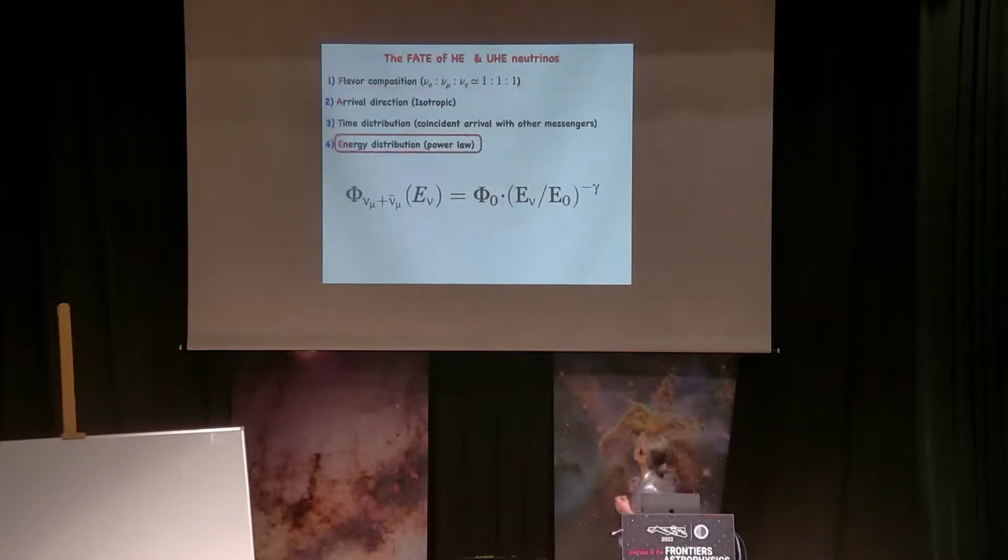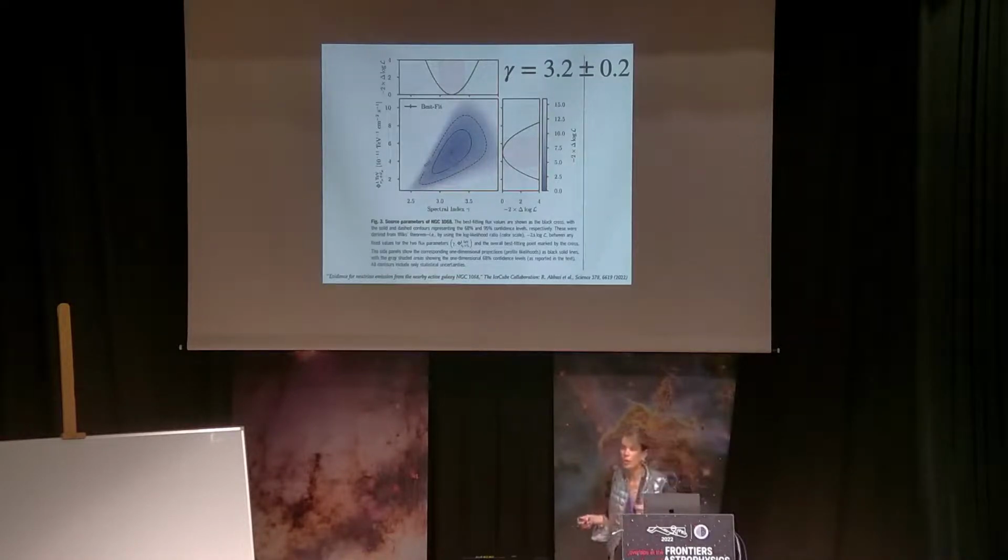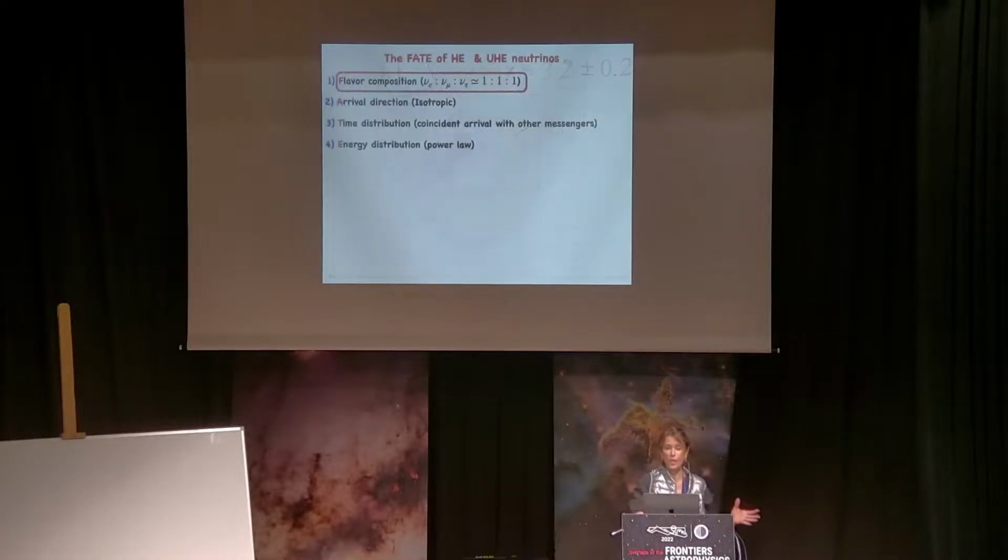We can also study the energy distribution. Does it follow a power law with a spectral index? It seems like it. The best fit for this source is 3.2 plus or minus 2. So we are also able to measure the spectral index of this flux that we have detected.